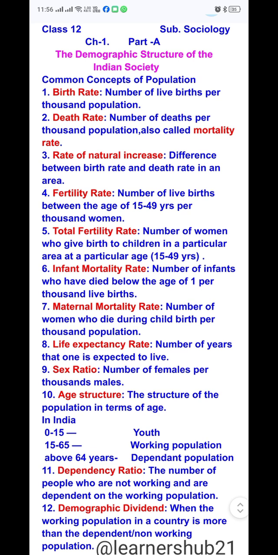All concepts are very important. In your exam, you may get them as MCQ options. They will give you a definition, and in the options you have to find the accurate name for the definition.